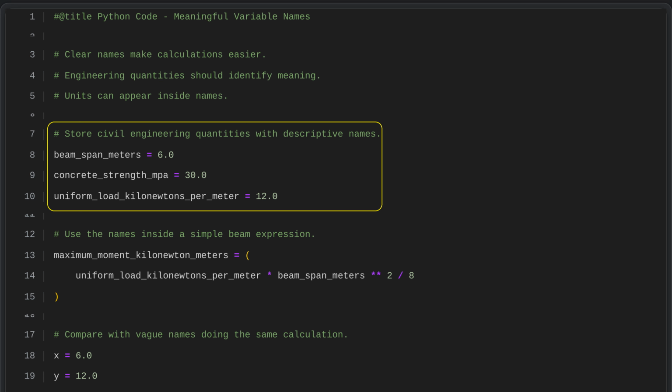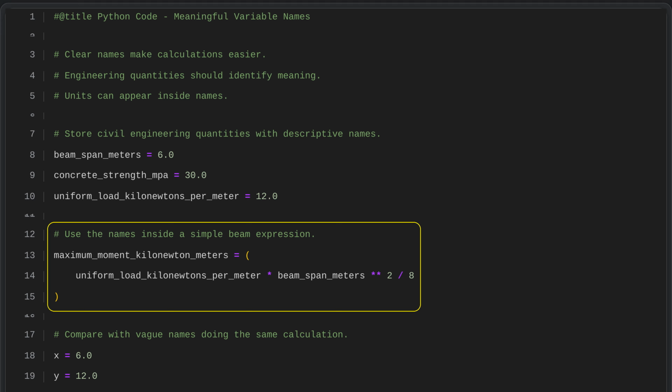The example defines three clearly named quantities for a beam: a 6-meter span, concrete strength of 30 megapascals, and a uniform load of 12 kilonewtons per meter. Including both the meaning and units in each name makes the values easier to understand and helps the code stay readable.